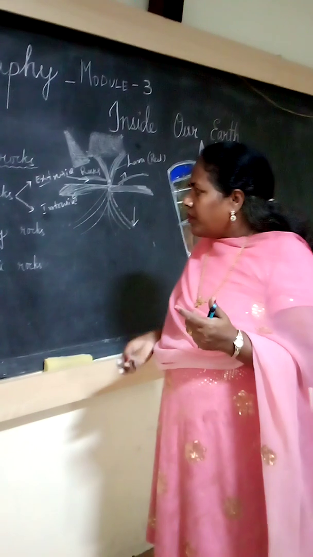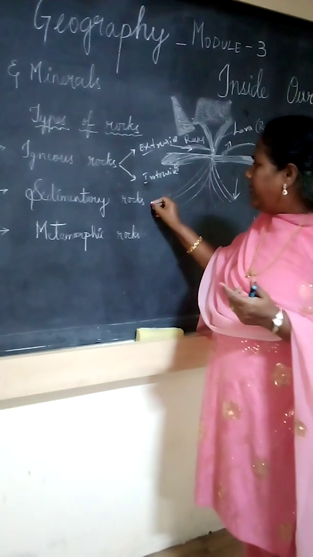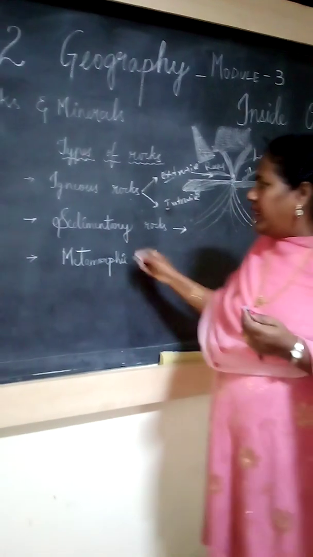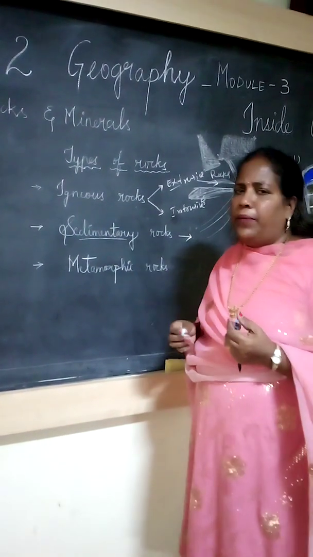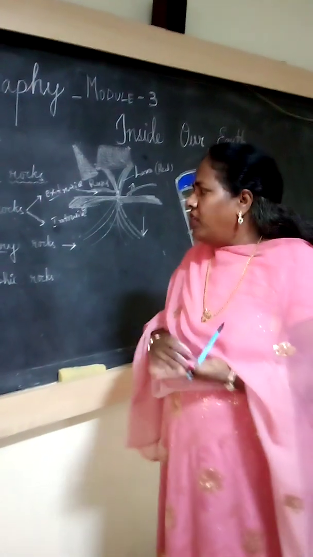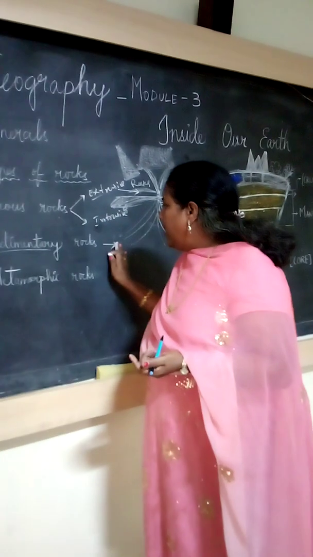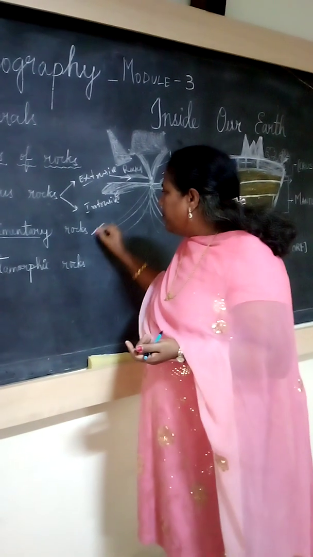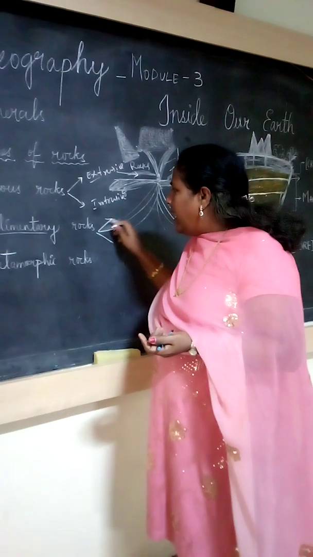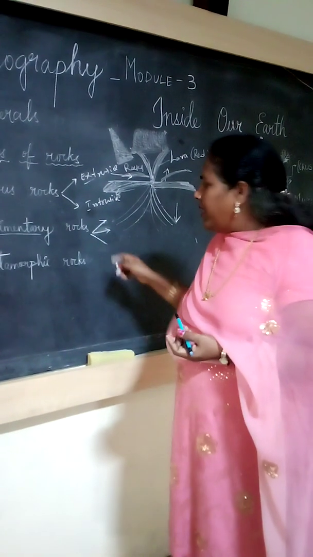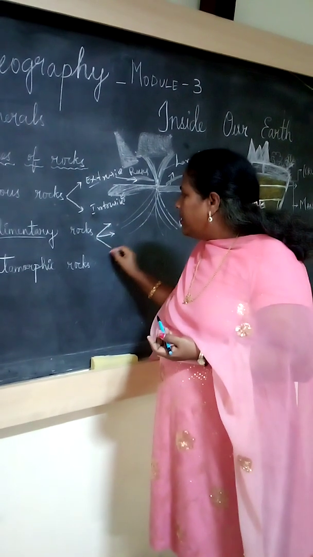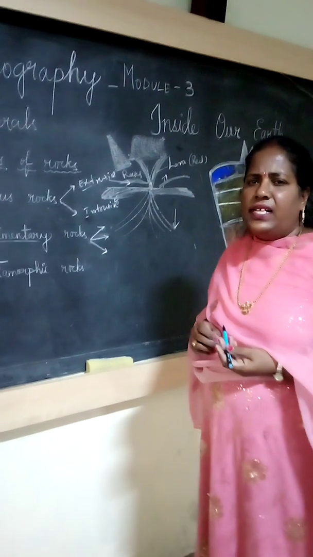Okay. Next we see the sedimentary rocks. How will these sedimentary rocks form? In Latin, sedimentary means deposition. Sedimentary rock formation is divided into three: one is the natural formation, next is the mechanical formation, and next is the chemical formation. So the sedimentary rocks form in three ways. One is the mechanical.